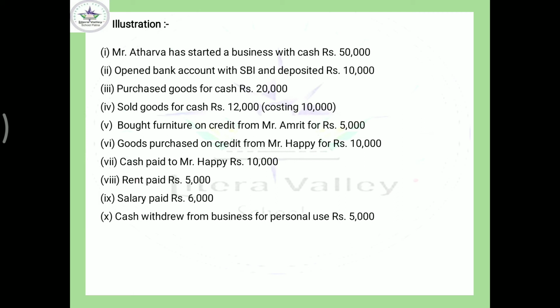Okay. Next one is bought furniture on credit from Mr. Amrit for rupees 5,000. Again the same thing as we did here. So Amrit, who is Amrit?